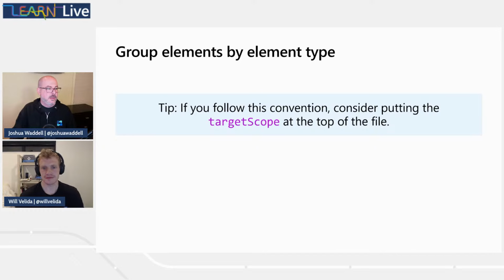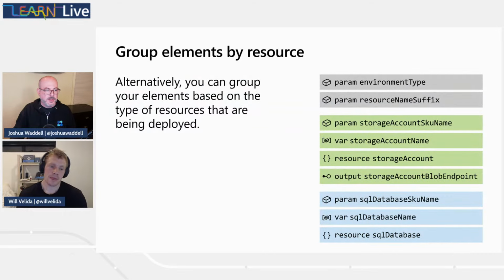So what about grouping elements by resource? Will, what do you think about this strategy? It's an alternative. Essentially what we're doing here is grouping our elements based on the type of resources that are being deployed. So we've got our parameters for environment type and resource name suffix. And then all of our storage account elements are grouped together. I've got a parameter for the SKU name that I'm going to use for the storage, a variable for the account name, the actual resource itself, and then any outputs that we need to provide for that resource. And then below that, I've got my elements for my SQL database.